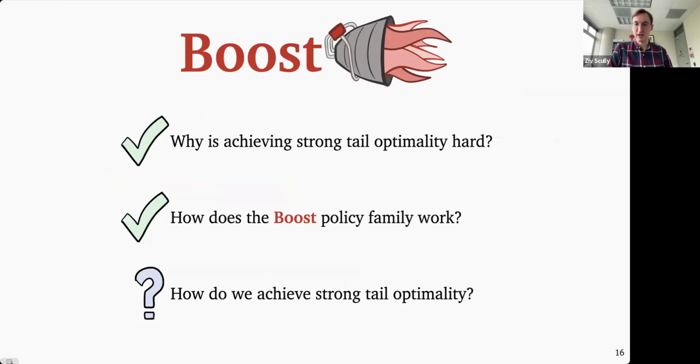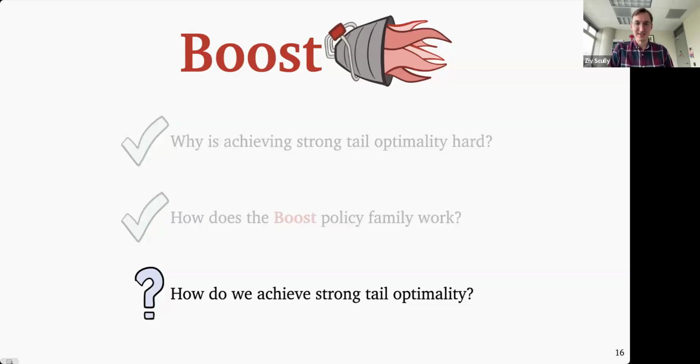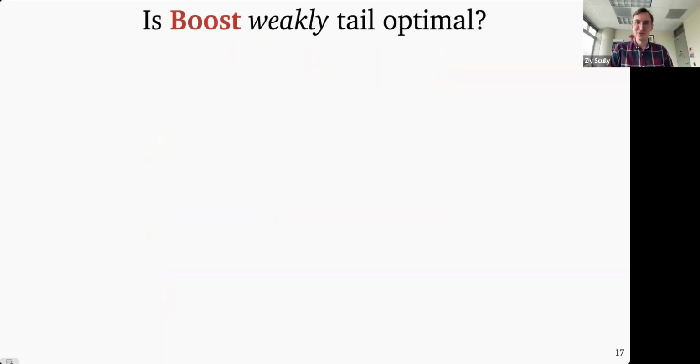And so how do we achieve strong tail optimality? Before getting to strong optimality, we have to get through weak optimality. So let's start by asking, is boost even weakly tail optimal? And the answer is going to be yes, but not always, or mostly, but not always. This last quarter of the talk is going to be more math heavy than the others, so brace yourselves.